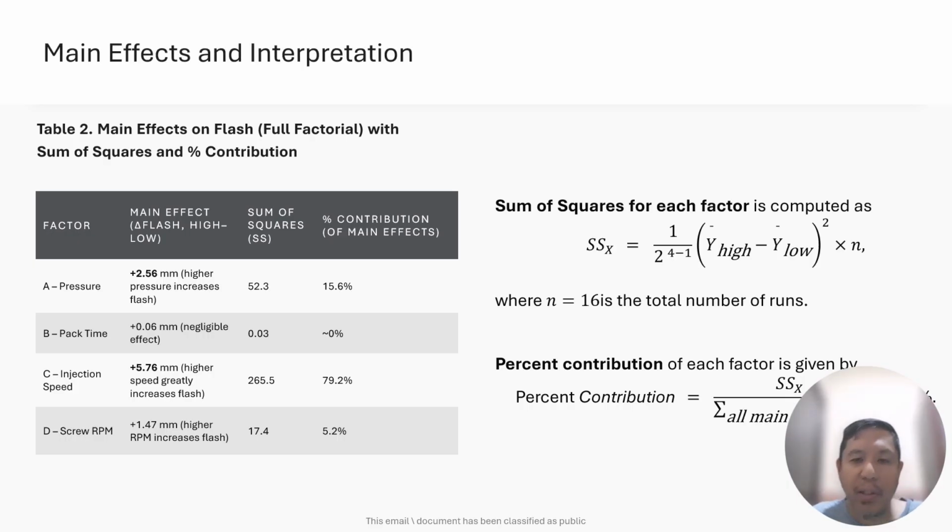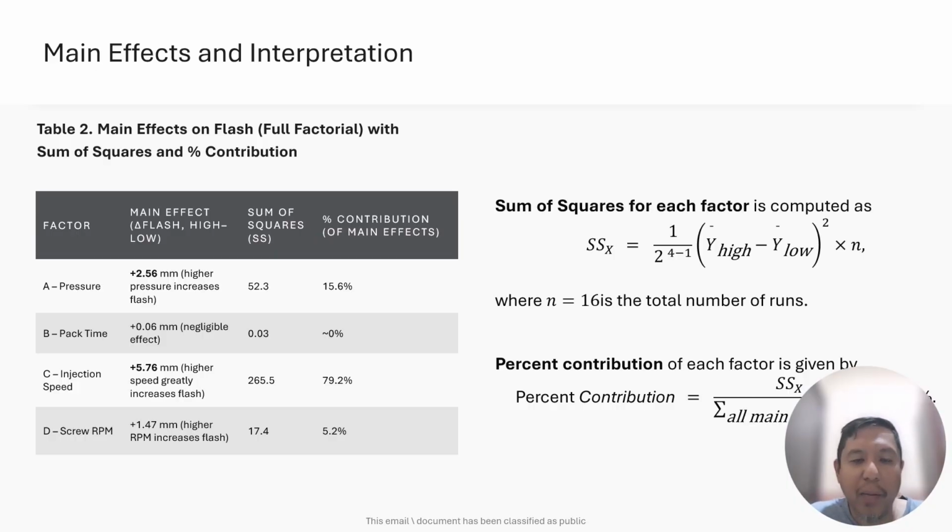All right, so let's discuss the main effects. From the full factorial data, we have calculated the main effect of each factor. Basically, how much does flash change when we go from the low level to the high level of that factor, averaging over all other factors. So here are the numbers.